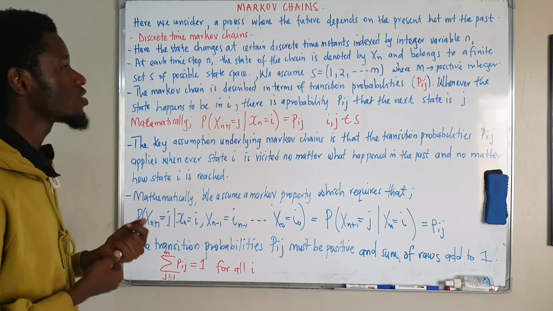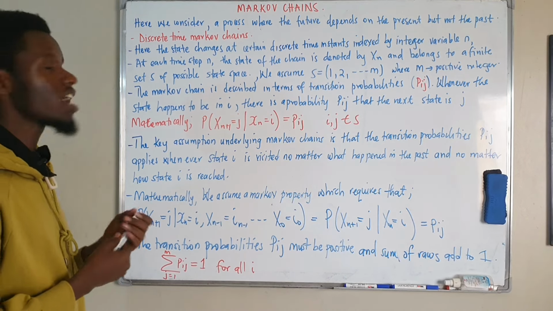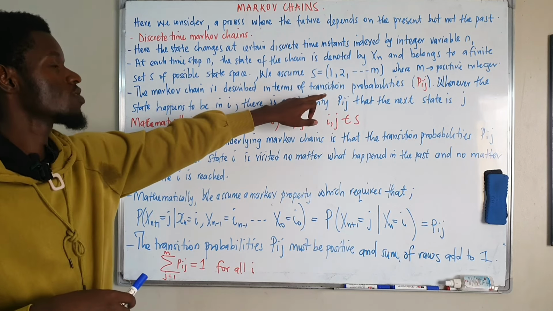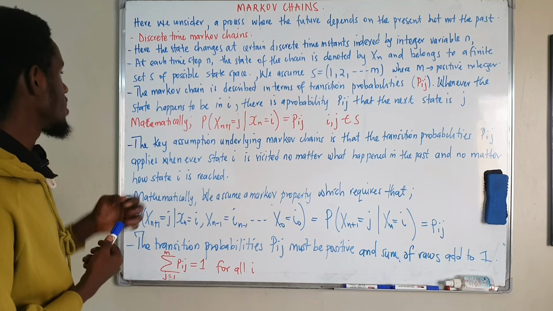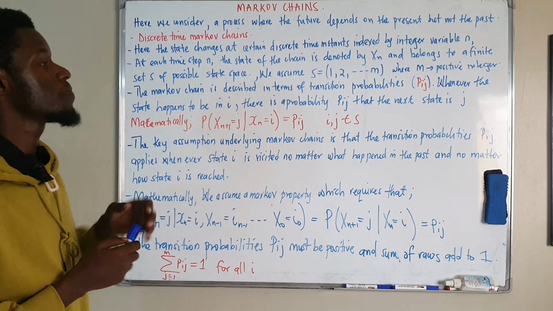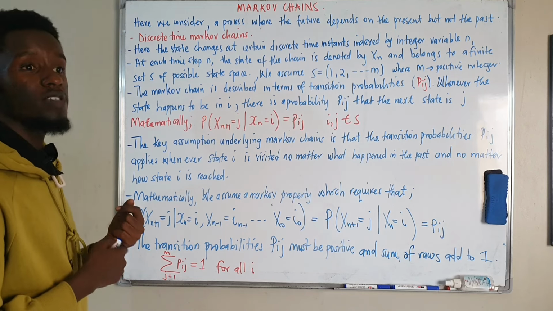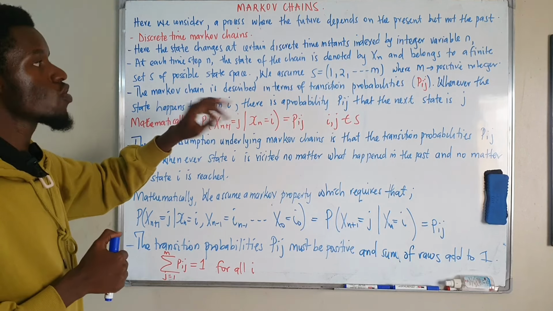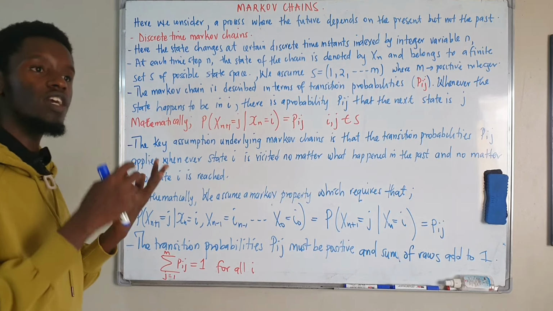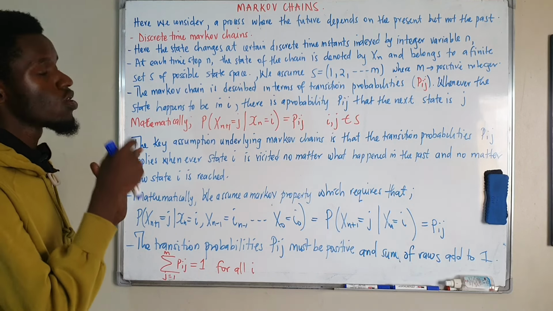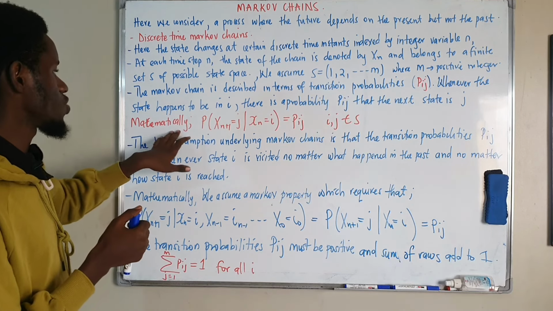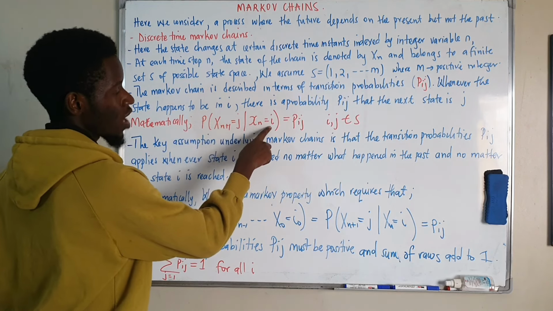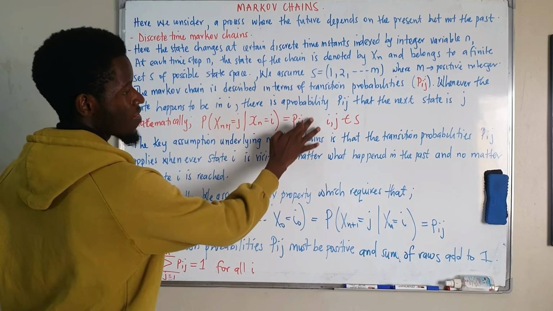This time around, the probability of transferring from one state to another in Markov chains is described in terms of transition probabilities, Pij. Whenever the state happens to be i, there is a probability Pij that the next state is going to be j. I want to describe our Markov chains in terms of probabilities. If I'm in state i, say today is Monday, then tomorrow is going to be Tuesday. Mathematically, we can say that the probability of xn+1 being j, given xn equal to i, equals Pij, and this is our transition probability.